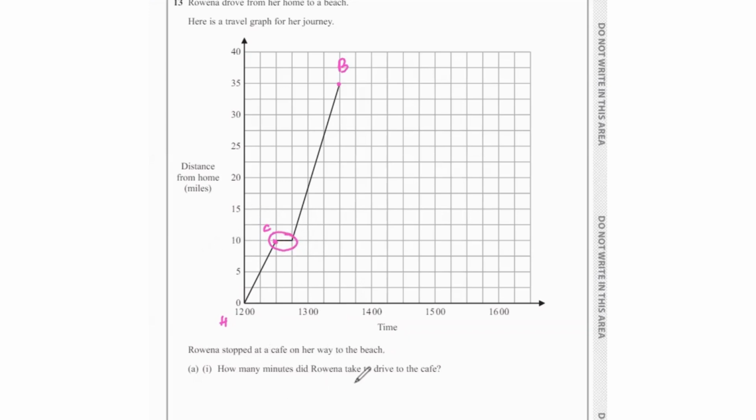So how many minutes did she take to drive to the cafe? So she started from 12, and this is the point at which she reached the cafe. If you look at the scale of the x-axis, between 12 and 13, we have 1, 2, 3, and 4 boxes. So if we divide 60 by 4, that is 15. Which means each small box represents 15 minutes. So over here, it's going to be 12:30. So it took her 30 minutes.